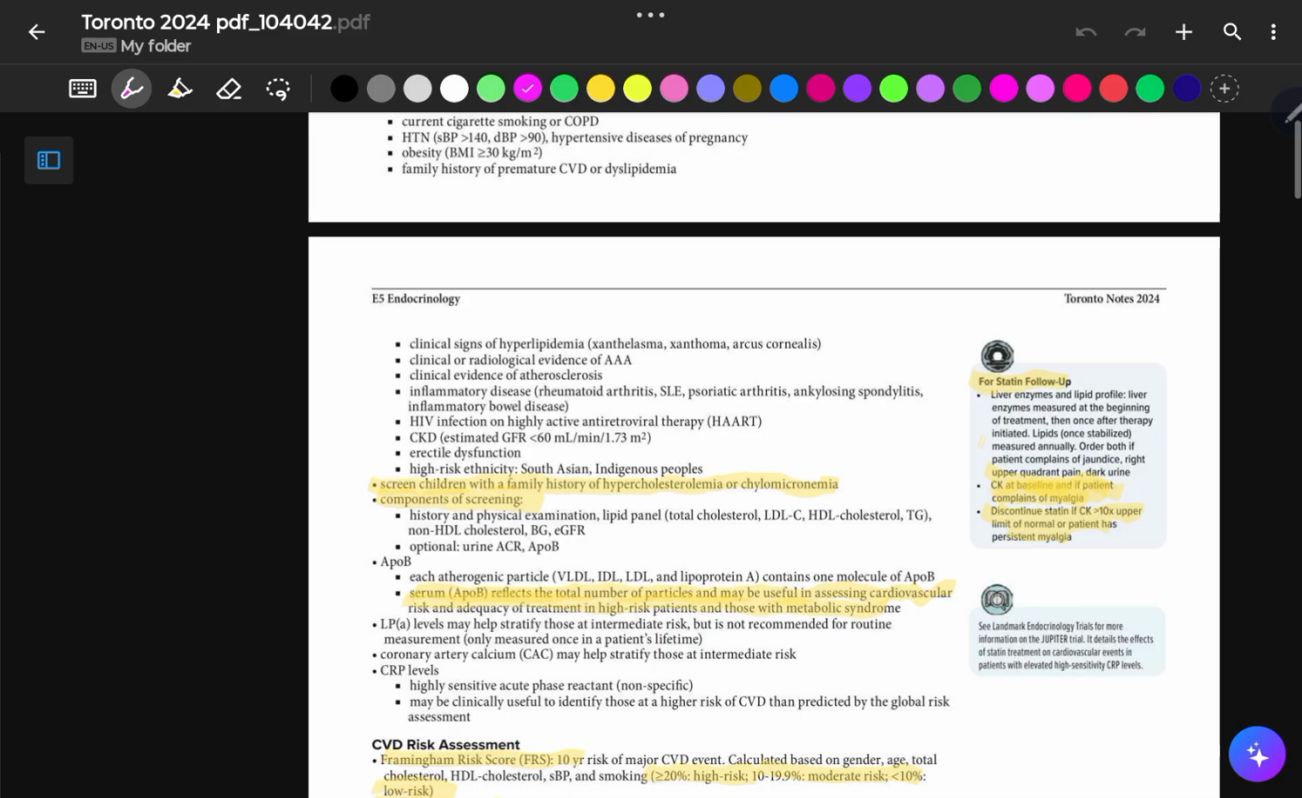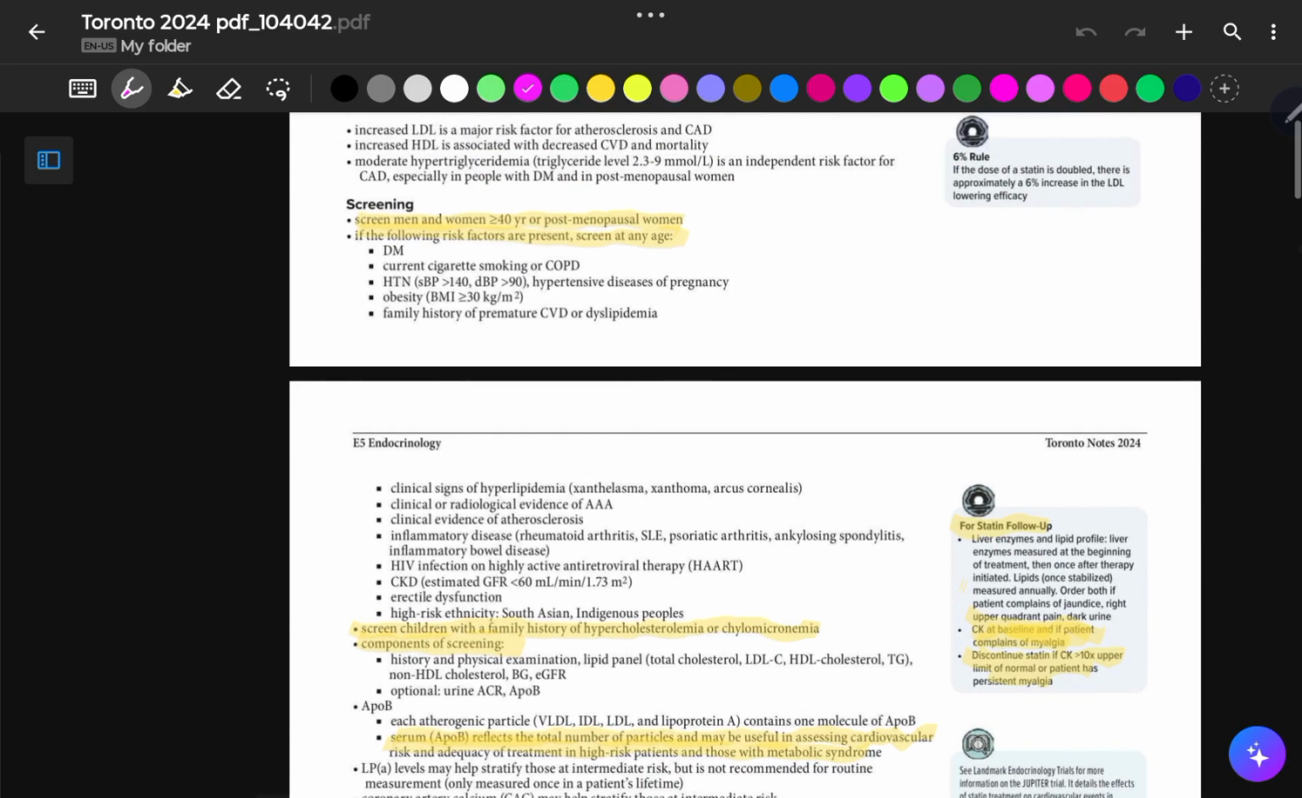All right. So, components of screening. How would you screen the patients? You want to start with your history and physical exam. You want to know any family history, whether they have any of the diseases above, which are your risk factors. You want to find out any family history of cardiovascular disease as well. You want to do your physical exam, looking for any signs of increased cholesterol, as we've spoken about: your xanthelasma, your xanthoma, your arcus cornealis. You want to check for any signs of hypercholesterolemia on the patients, looking at the joints.